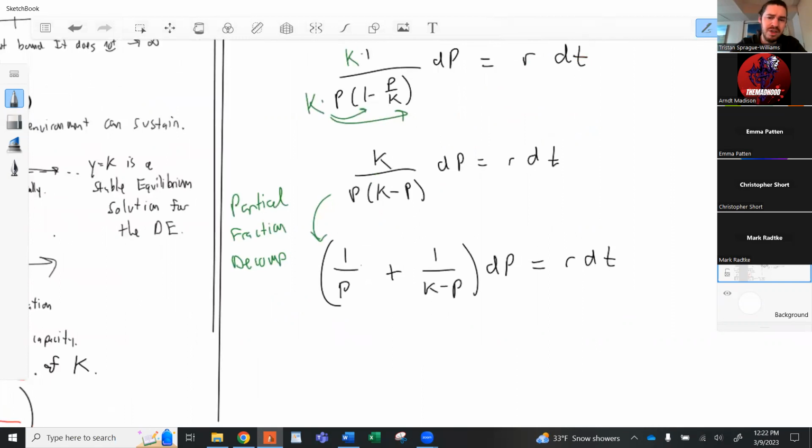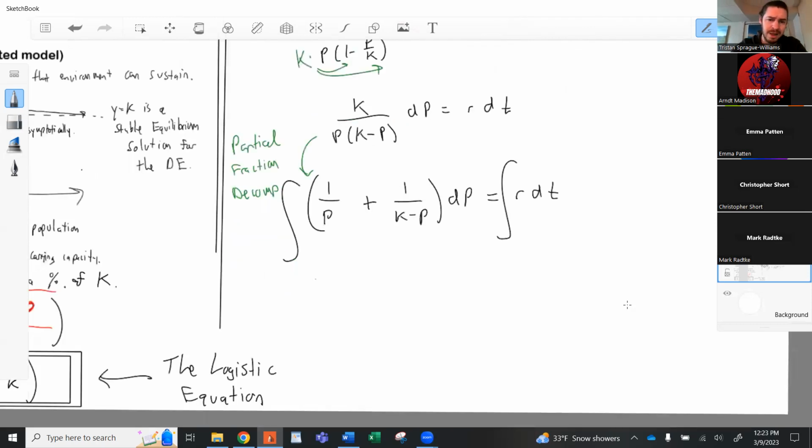So now this can be integrated. The integral of that is a logarithm, and the integral of this is also a logarithm. So the benefit is, instead of having a quadratic polynomial in your denominator, now you have linear and linear, right? So that partial fraction decomposition is going to make this much easier to integrate. So now when I integrate it, I get my natural log of the absolute value of p plus the natural log of the absolute value of k minus p.